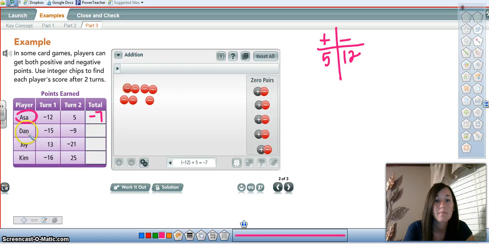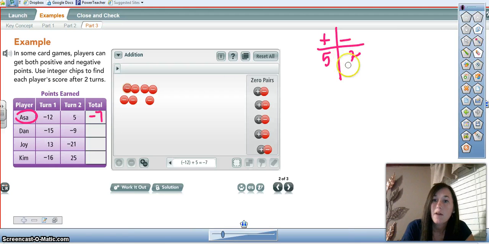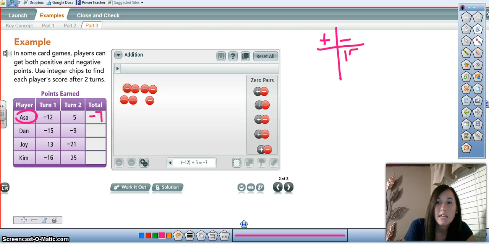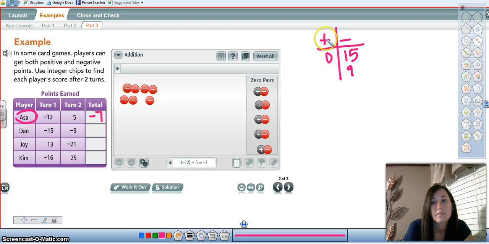Let's look at Dan. Okay, he has negative 15 and negative 9. If we think about this positive team, negative team idea, he has negative 15 and negative 9. So there's nothing for the positives. You could even think of it as 0 positives. That means that the negative team wins. And they have a total of what? 24 points. So they win by 24 points since it's 0 for the positive team. So that's negative 24 as a total.